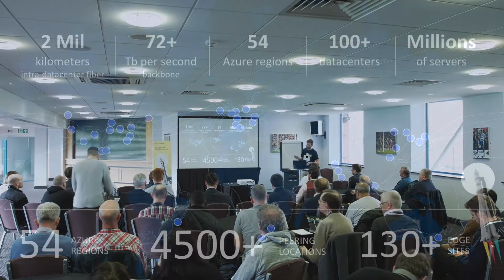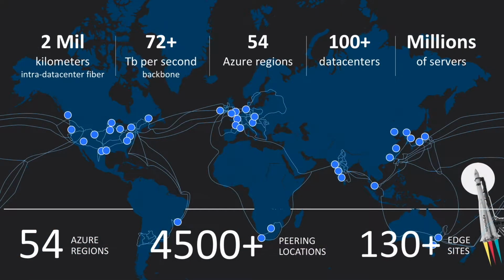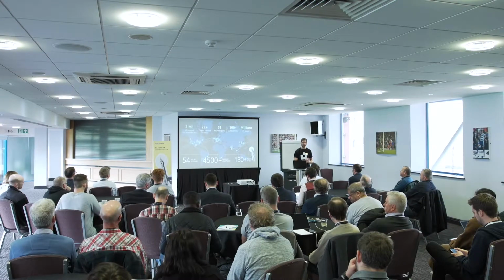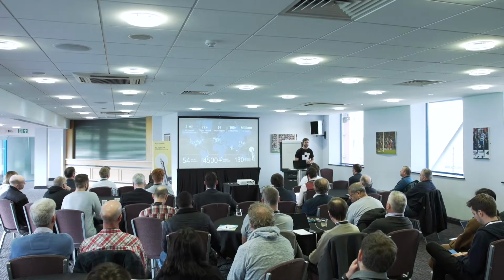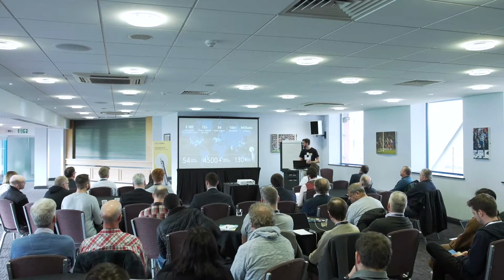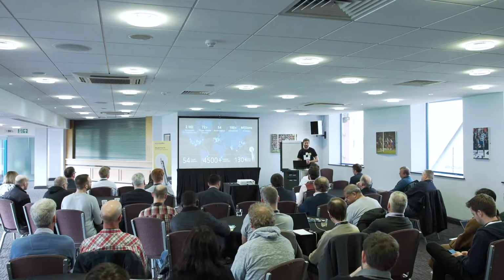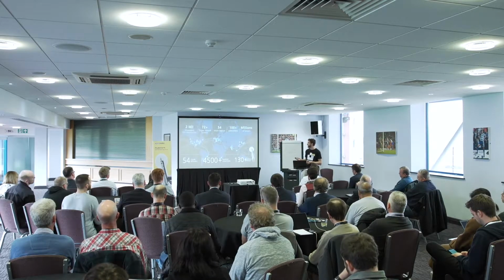So first off, just to give you a sense of the scale of the infrastructure involved with Azure. It consists of 2 million kilometers of inter-data center fiber. It's got a backbone speed of over 72 terabits per second across 54 Azure regions and counting, across hundreds of data centers and literally millions of physical servers within those data centers. Also, you can see at the bottom as well, there are 4,500 peering locations for you to connect into that, and 130 edge sites.